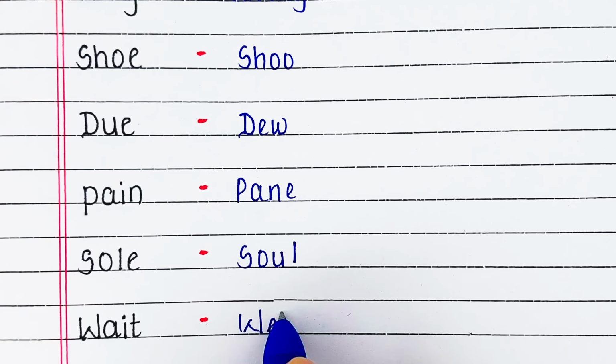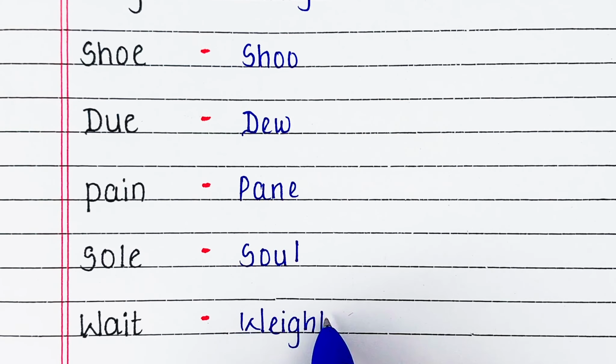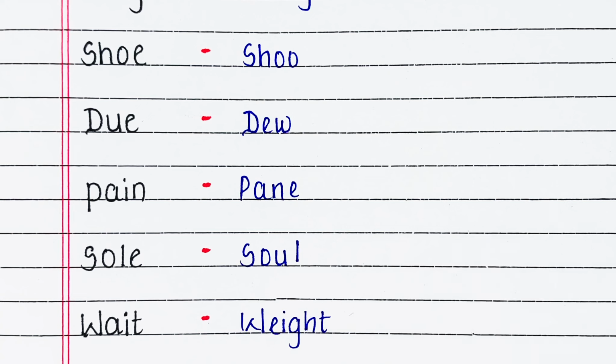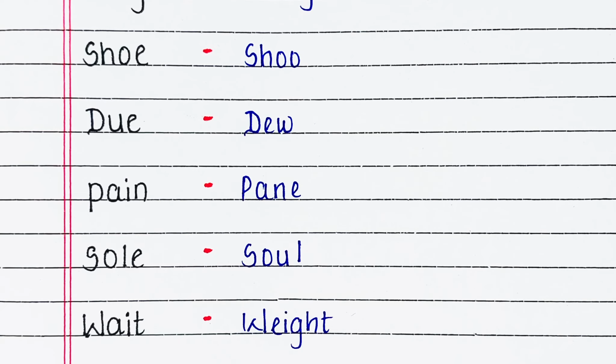Next pair of confusing words, wait. WAIT means to stay in place until something else happens. WEIGHT means to load down or make heavier.